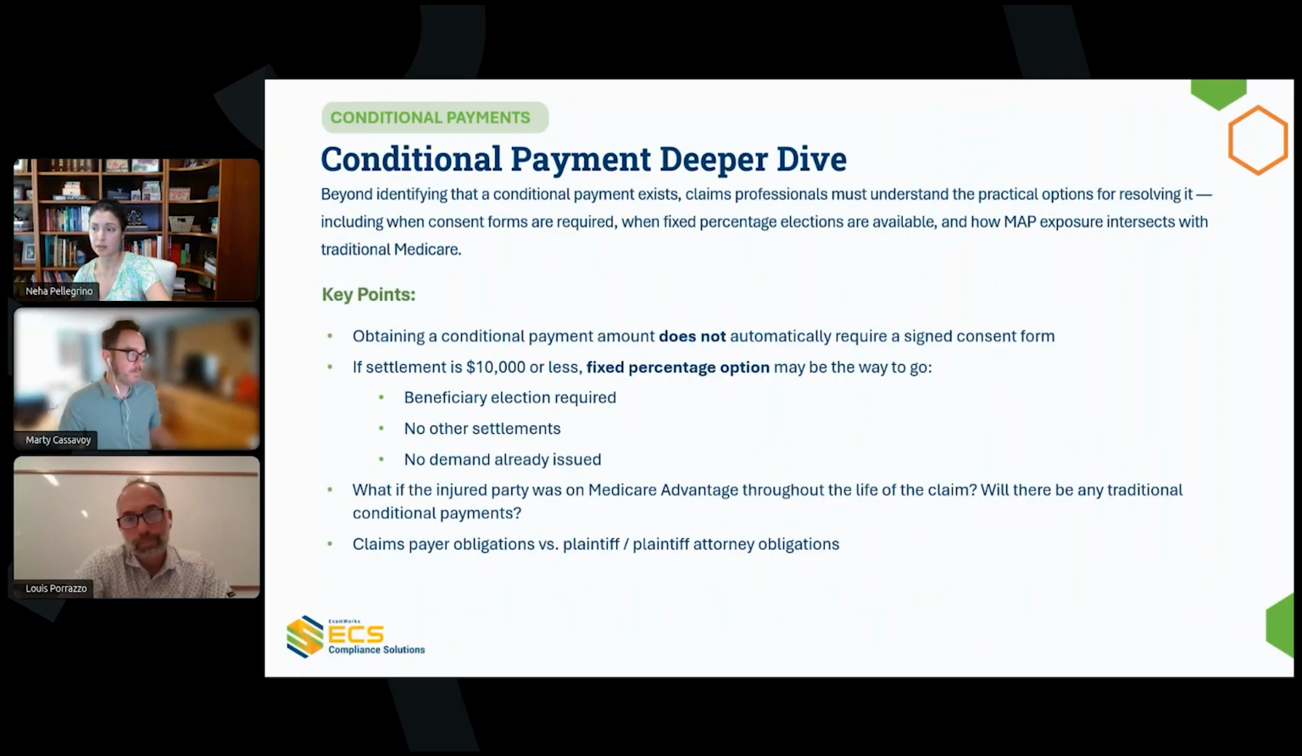On the next slide, we can go a little deeper by identifying some key points surrounding conditional payments. The first one here being the signed consent. So for liability claims, the beneficiary is the debtor.